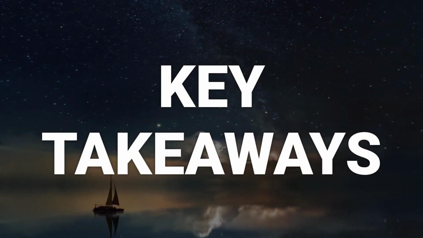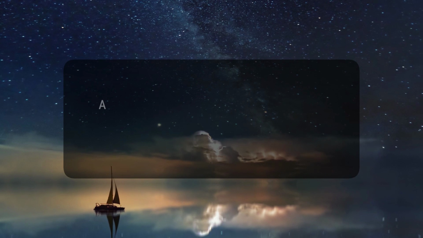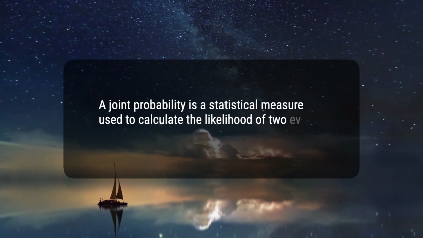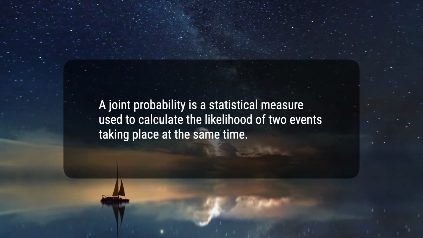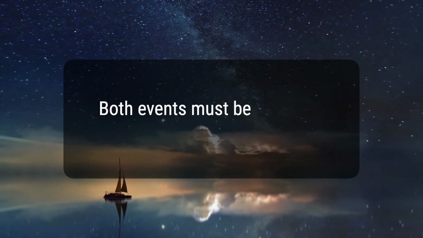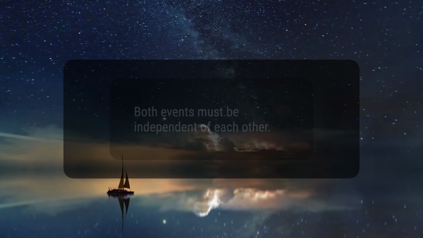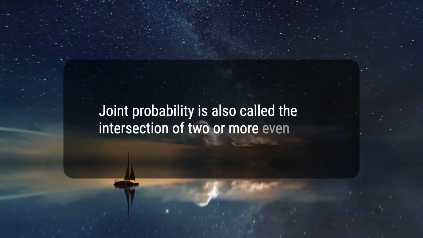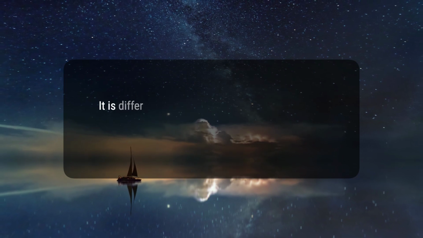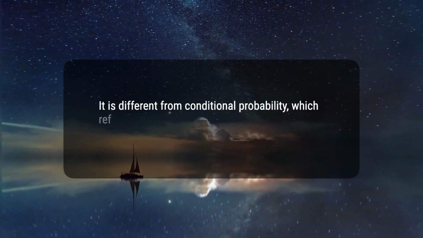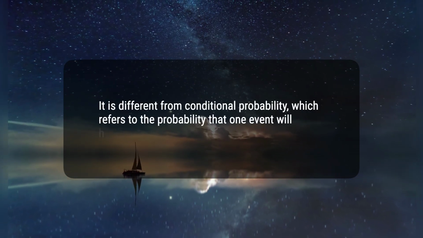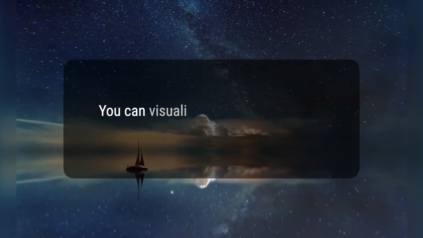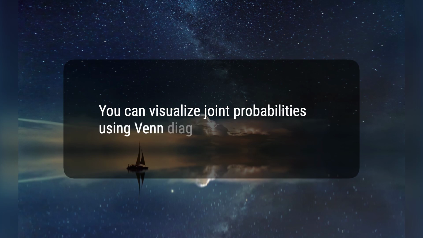Here are 5 key takeaways. 1. A joint probability is a statistical measure used to calculate the likelihood of two events taking place at the same time. 2. Both events must be independent of each other. 3. Joint probability is also called the intersection of two or more events. 4. It is different from conditional probability, which refers to the probability that one event will happen when another event takes place. 5. You can visualize joint probabilities using Venn diagrams.